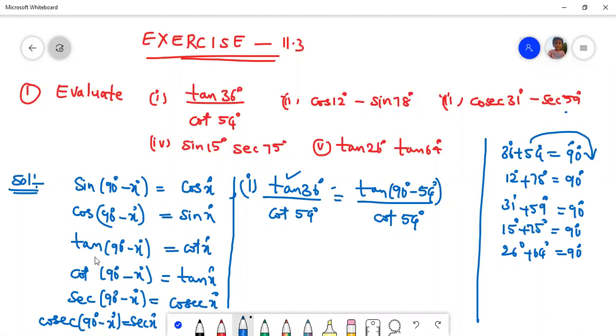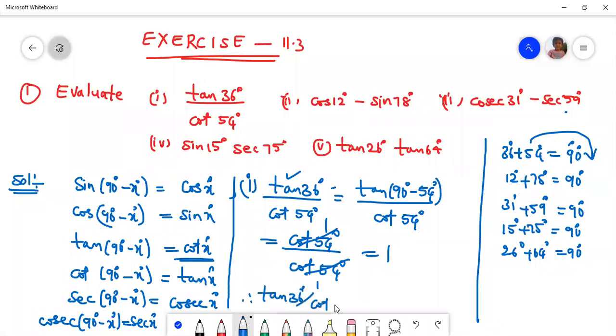But from the complement angle, tan of 90 degrees minus x degrees is equal to cot x degrees. So tan of 90 minus x means cot x. Here x is 54 degrees, so cot 54 degrees by cot 54 degrees. Ones, you are getting 1. Therefore, tan 36 degrees by cot 54 degrees, the value is 1. It will come in the half mark question, fill in the blank.